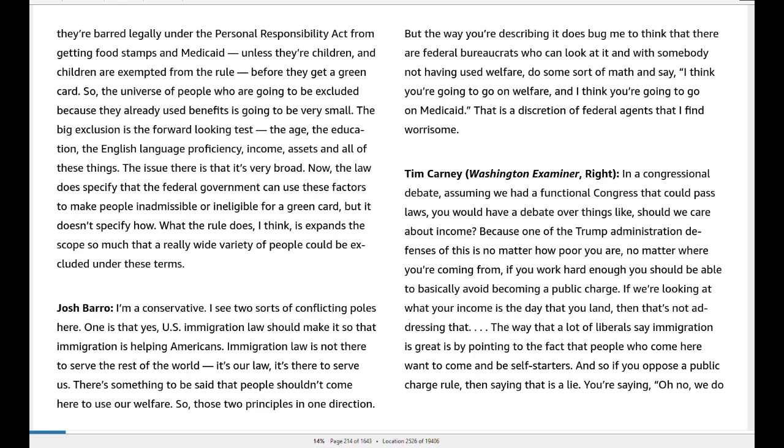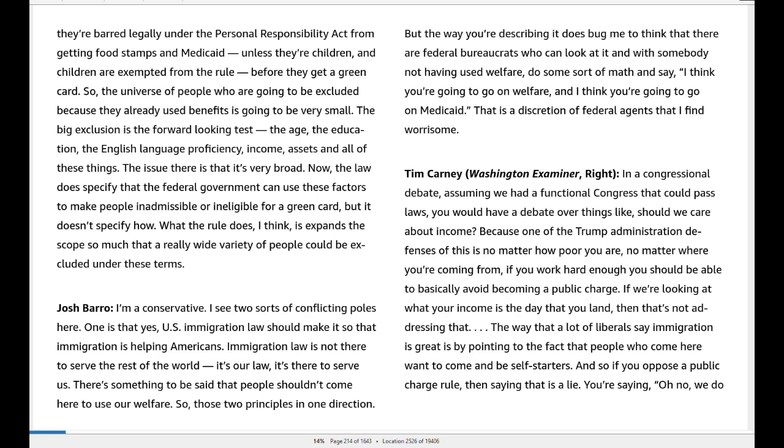Barro: I'm a conservative. I see two sorts of conflicting poles here. One is that yes, U.S. immigration law should make it so that immigration is helping Americans. Immigration law is not there to serve the rest of the world. It's our law. It's there to serve us. There's something to be said that people shouldn't come here to use our welfare. So those are two principles pointing in one direction.